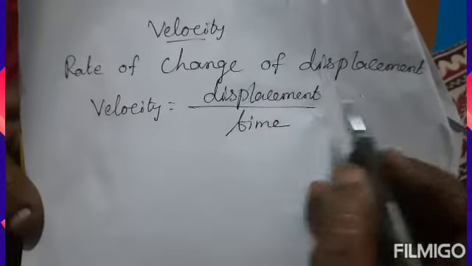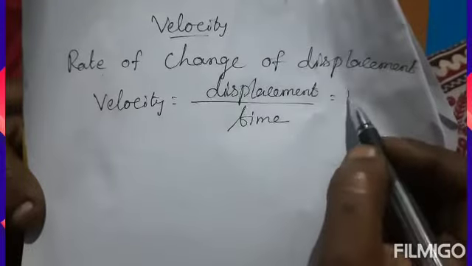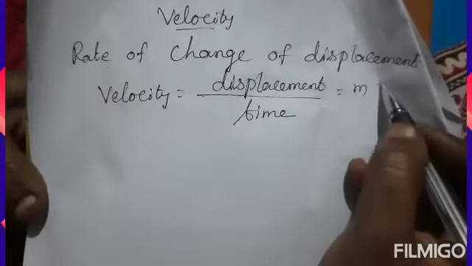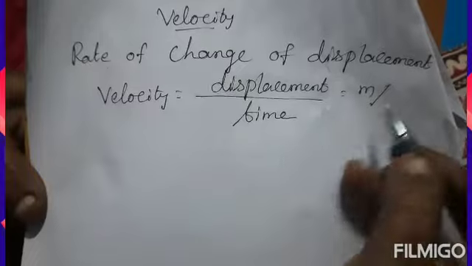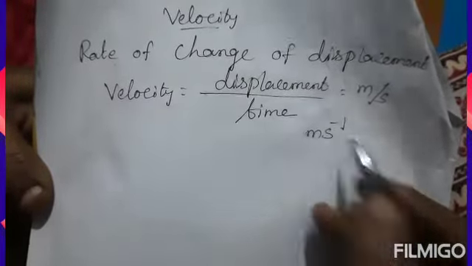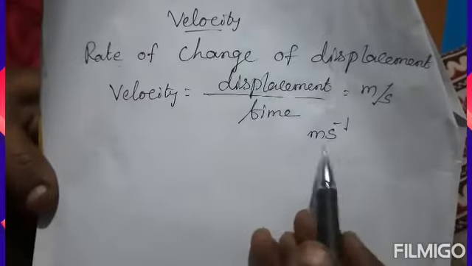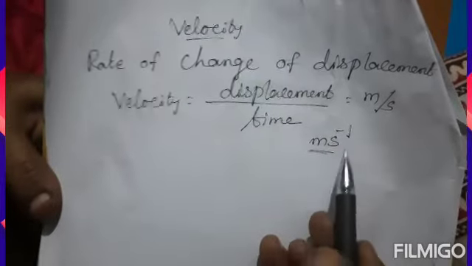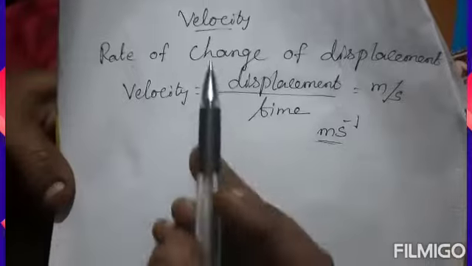What is the unit of displacement? Meter. And here divided by, just put a slash. What is the unit of time? Second. So we can write meter second power minus 1. The speed as well as velocity, the unit is same, meter second power minus 1. Okay, can you understand now?